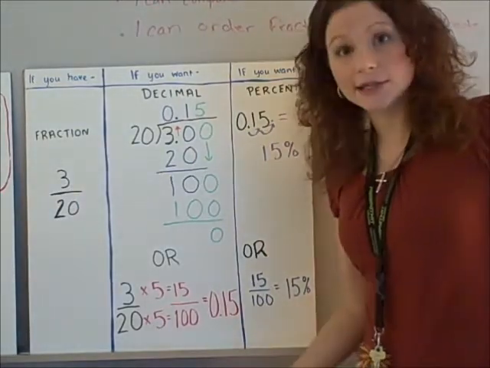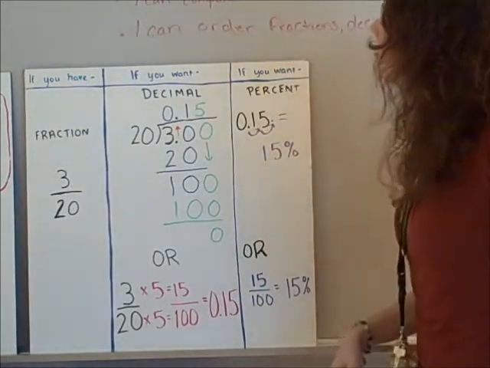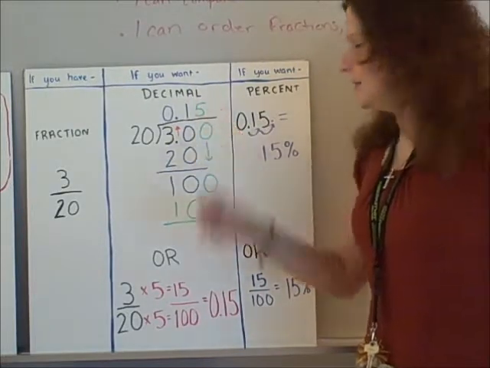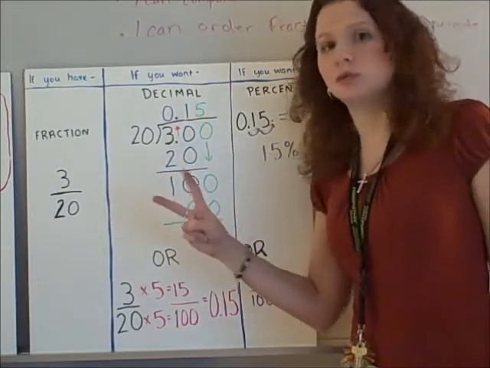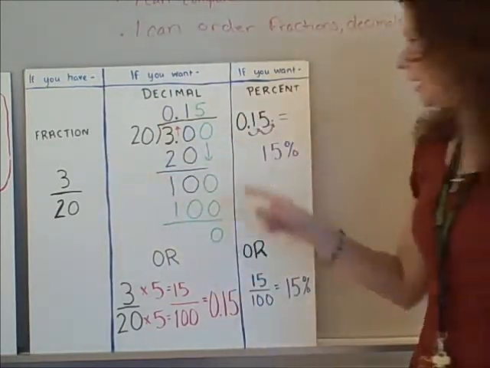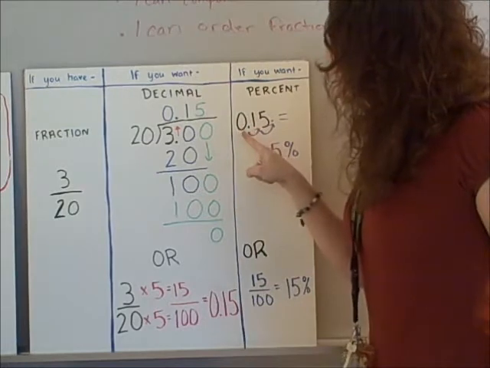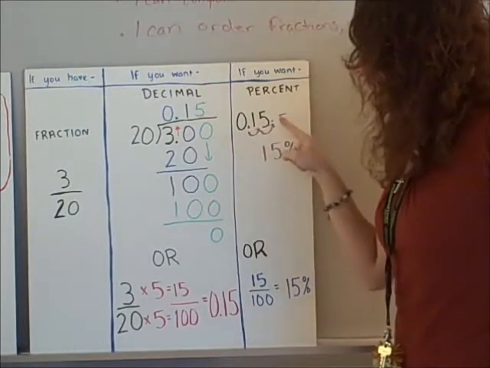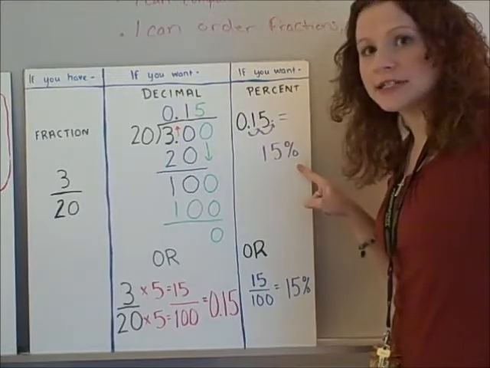There's actually a couple ways to do that as well. The first way is to turn it into a decimal and then move it 2 times to the right. Okay? So I have 0.15 as my decimal. I move it once, twice, I end up with 15%.